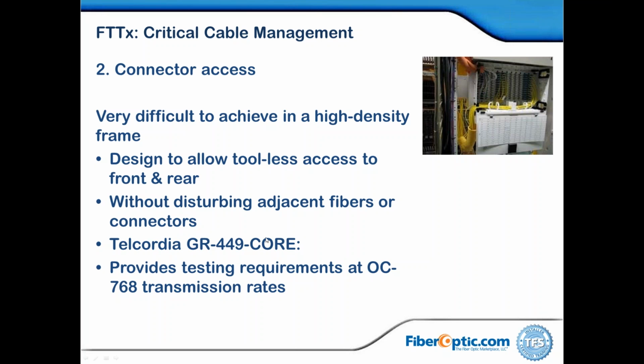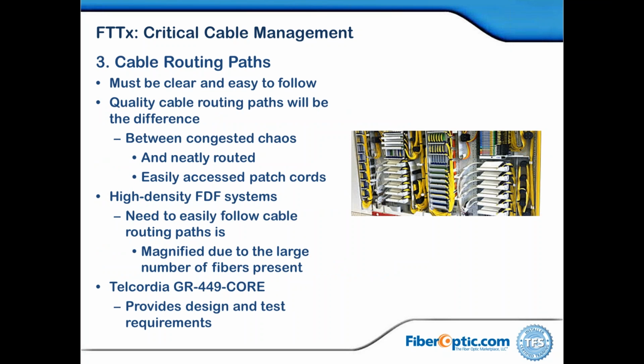Toolless access front and rear without disturbing the adjacent, and testing at OC-768 transmission rates. So this is pretty basic for any fiber optic network and links. And here, number 3, you've got to be neat: clear paths, easy to follow, maintain bend radiuses, in high-density systems. You've got to easily follow the paths, be able to track things out almost by just looking at the box, where you can see this picture here of one deployed in the field.